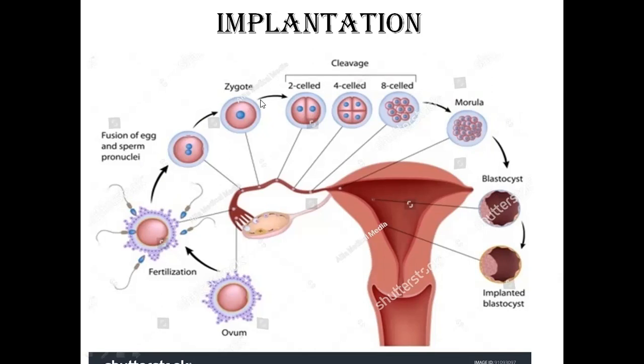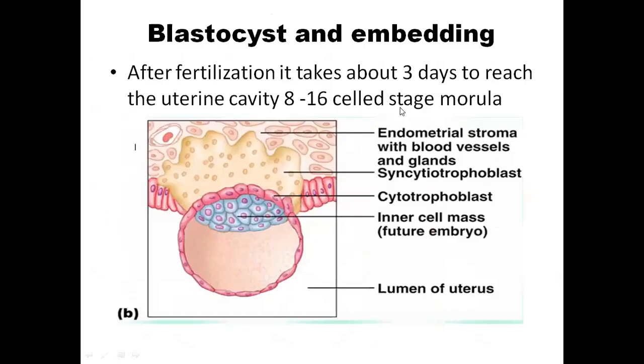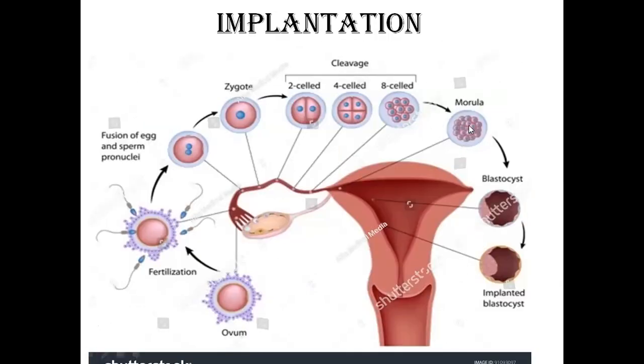Now, as soon as the zygote is formed, it starts mitotic division from 1 to 2, 2 to 4, 4 to 8. So it is the mitotic division until the 16-cell stage morula is formed. Now, this morula enters into the uterine cavity, and this transition takes about 3 days. Now, after that, another 3 days, it floats in the uterine cavity when it changes from morula to blastocyst.